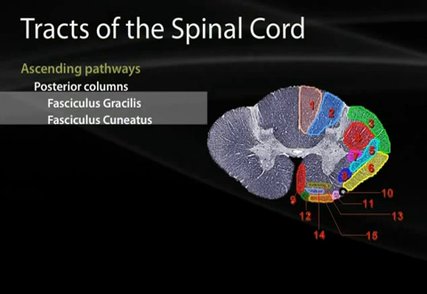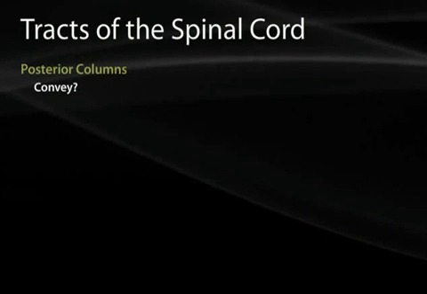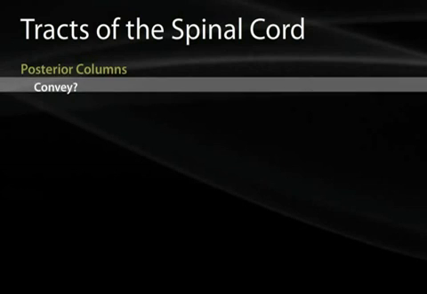Other people use the mnemonic graceful legs. So that may be something that can help you memorize this. Fasciculus cuneatus is representing information from the upper part of the body, so you can think of it as representing information from the arms, and that will help you. All right, let's talk about what they convey.